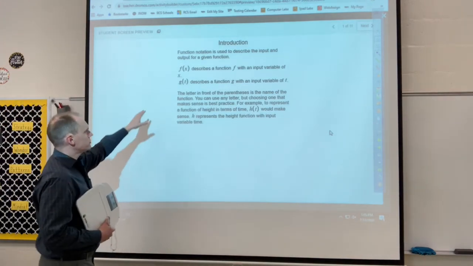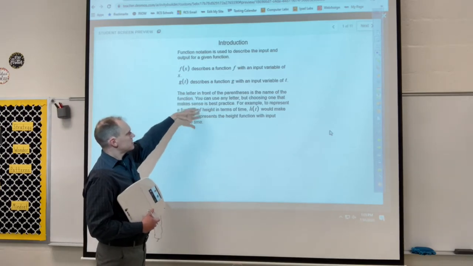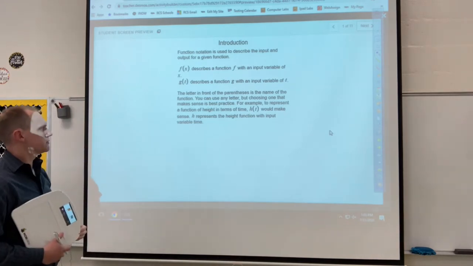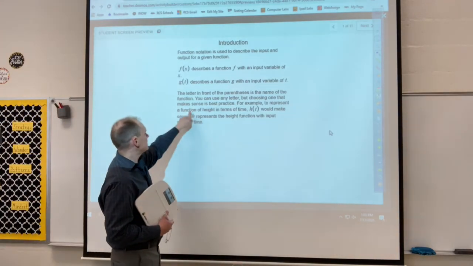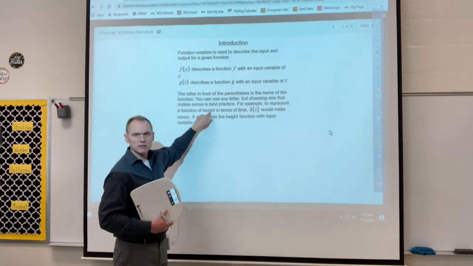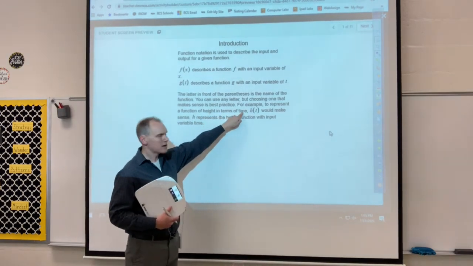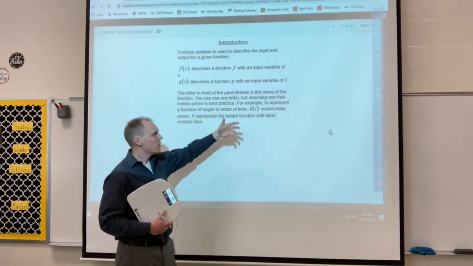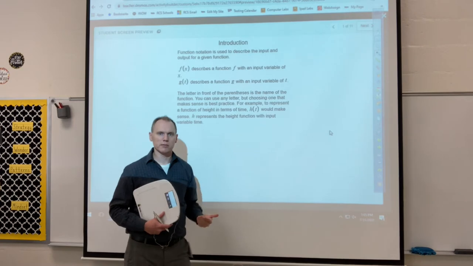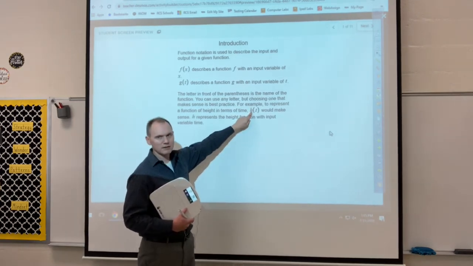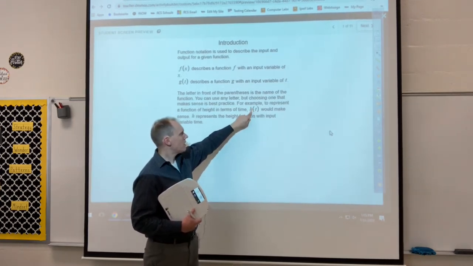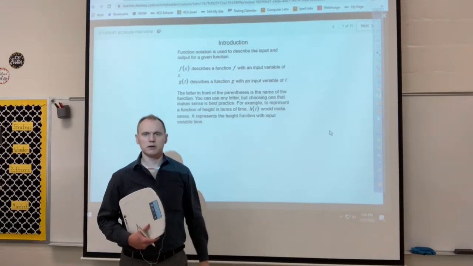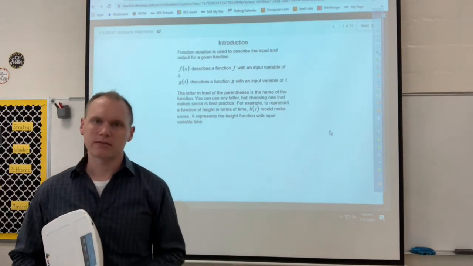All right, so it kind of goes through the best practices here for choosing the letter. For example, a function of height in terms of time. So height is our output in terms of time, which is our input. So instead of using f of x, we might use letters that actually represent what we're talking about here. So h is the height and t is time. So I'm inputting t and the output is h of t, or the height at that time.